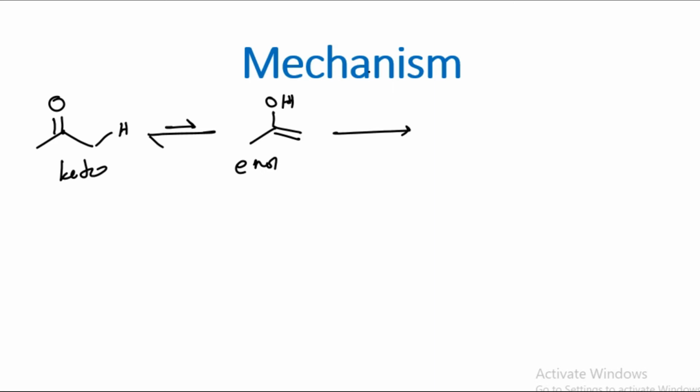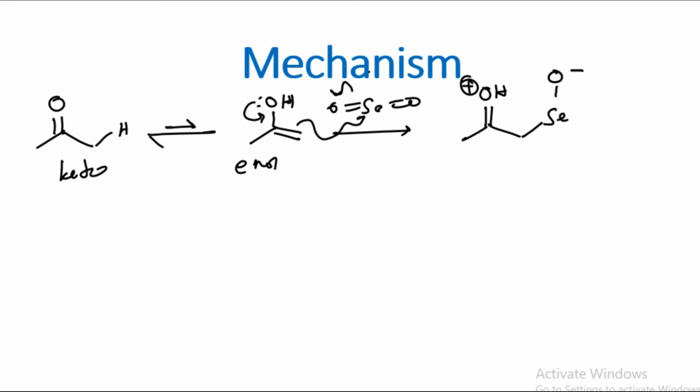Now what happens: there is selenium oxide as a reagent. This lone pair of the oxygen comes here and attacks the selenium, and this oxygen gets pushed back, so you get this. Now protonation occurs at this electronegative oxygen O minus, and this oxygen releases its proton.